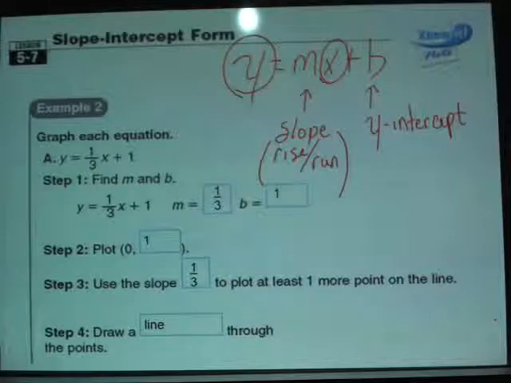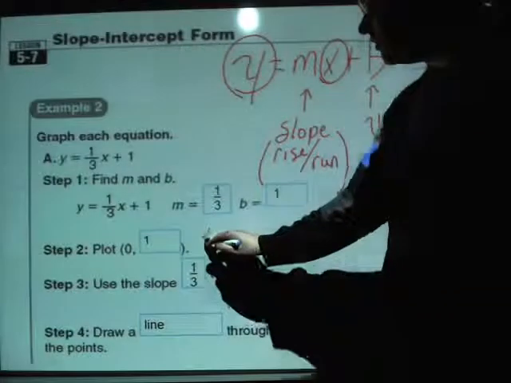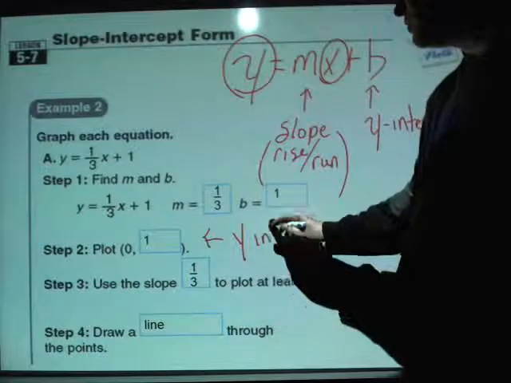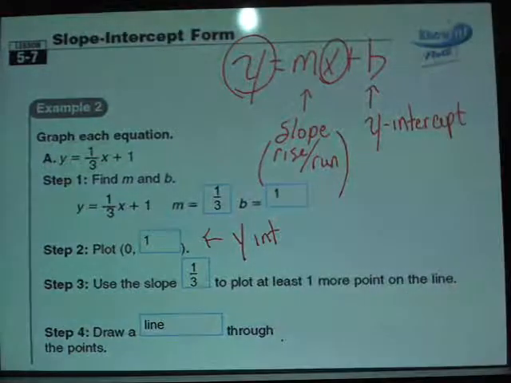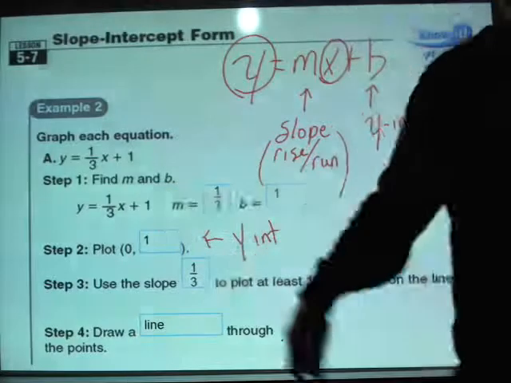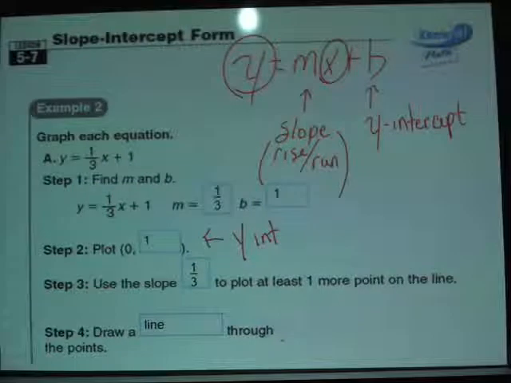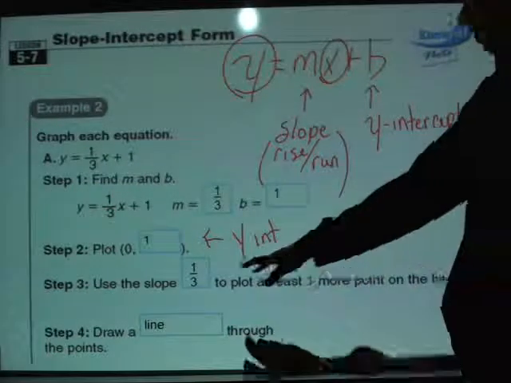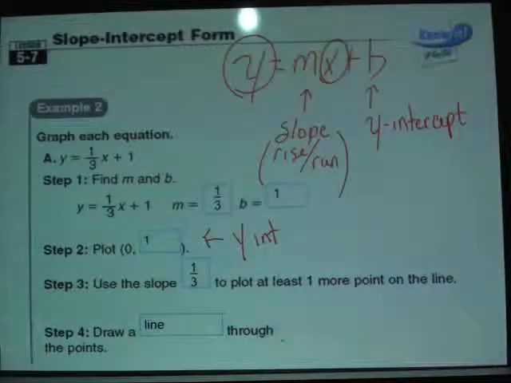All right, so here's what you're going to do. Step 2 is going to start this off. It's going to tell us to plot (0, 1). In other words, what they're saying here is to plot the y-intercept first. You're going to put a dot wherever the graph goes across the y-axis. And again, since this number out here says positive 1, that means the graph is going to go across the y-axis at 1. Then what you're going to do is use the slope to plot at least one more point on the line.